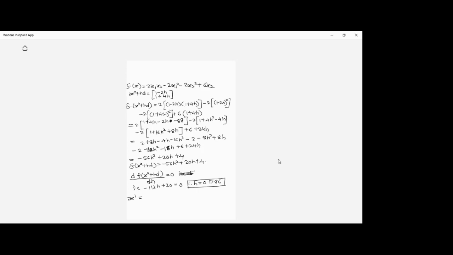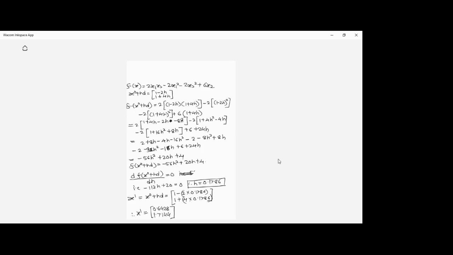Now that we have got this value, we can find out what is the value of x dash or x1, which is equal to x0 plus hd, and we know that x0 plus hd is 1 minus 2h. So what is the value of h here? It is 0.1786, right? And what is 1 plus 4h, right? So therefore the value of x dash comes out to be 0.6428, and it is 1.7144 according to my calculations, right? So this finishes your finding out of x dash, right?